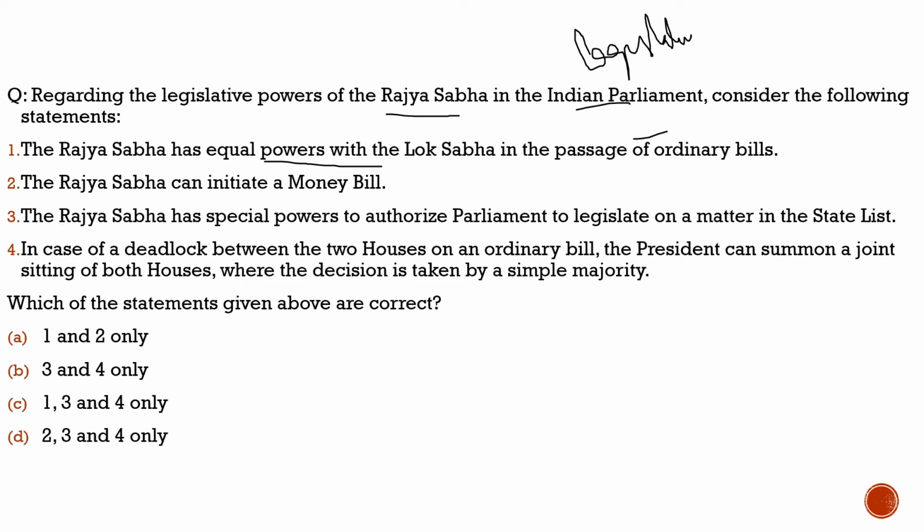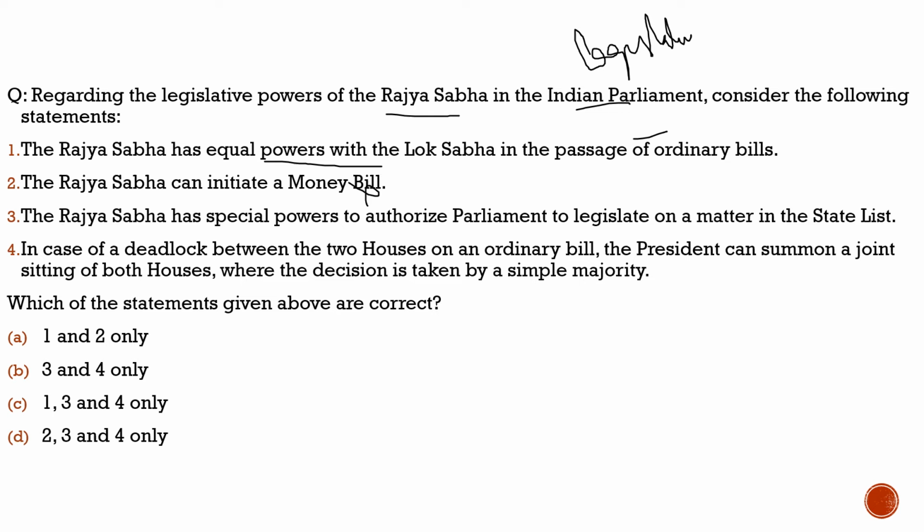Second statement. Other than money bills, a bill can be introduced in either house of the parliament. A bill has to be passed by each house of the parliament and receive presidential assent before it becomes an act of the parliament. In the event of a deadlock between the two houses on a bill, other than a money bill or a constitutional amendment bill, the issue is resolved via joint session. So here the second statement says the Rajya Sabha can initiate a money bill. No, it does not. There is an exception to the money bill. It cannot initiate a money bill.